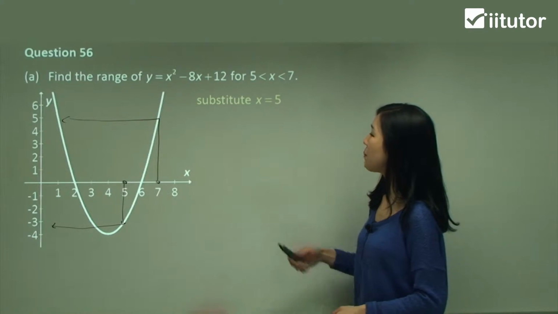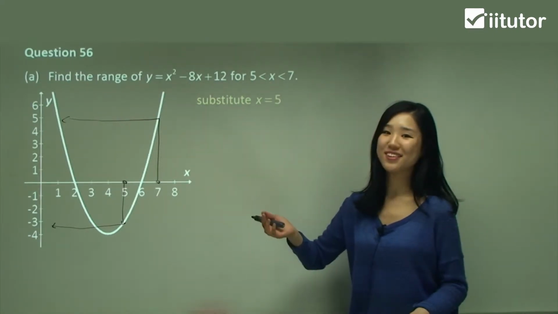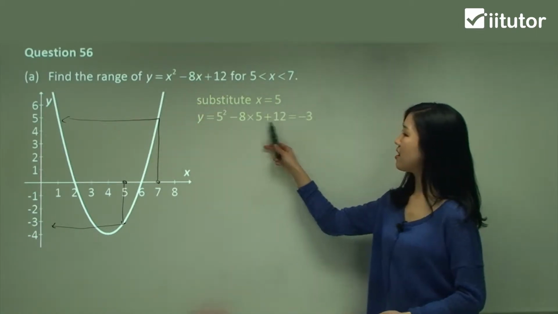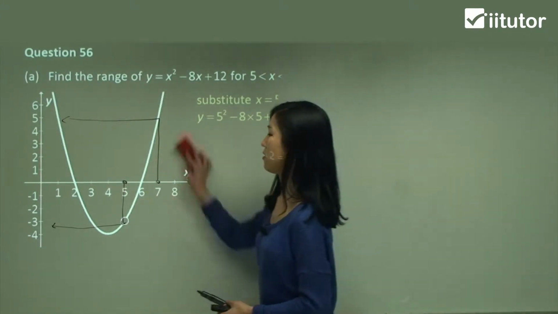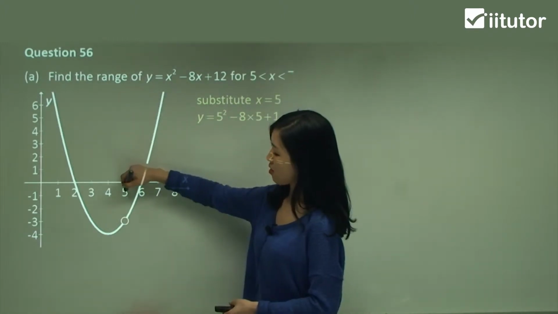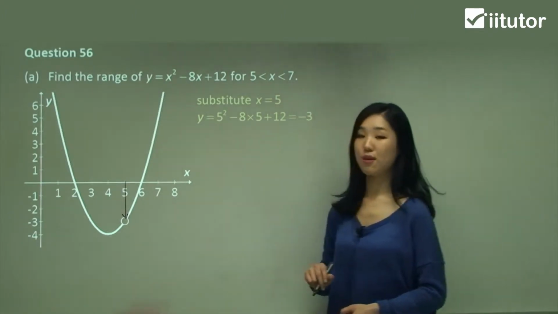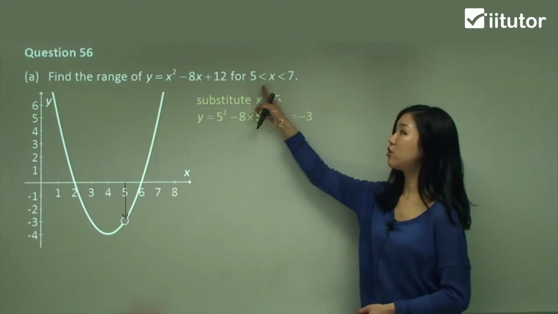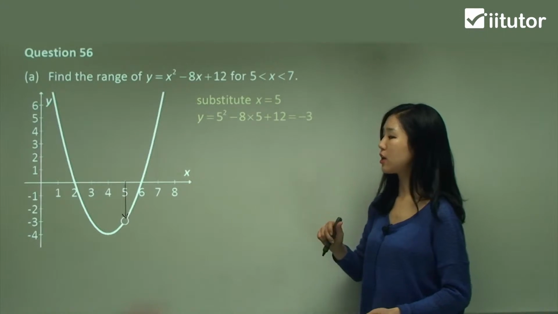What I'm going to do is start by substituting x equals 5 into the equation. You should get negative 3. So this point here, which corresponds to x equals 5, is negative 3. Now I made a hollow circle because it's not including 5, it's just greater than 5. So make it a hollow circle.